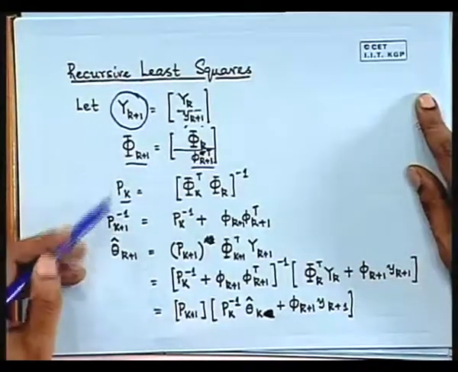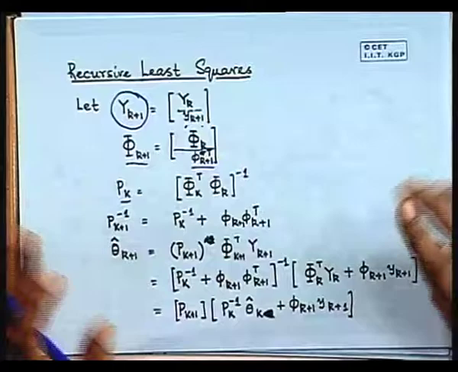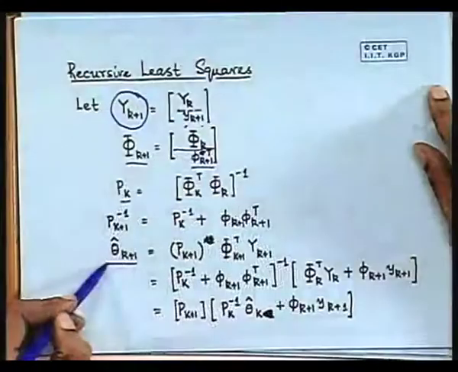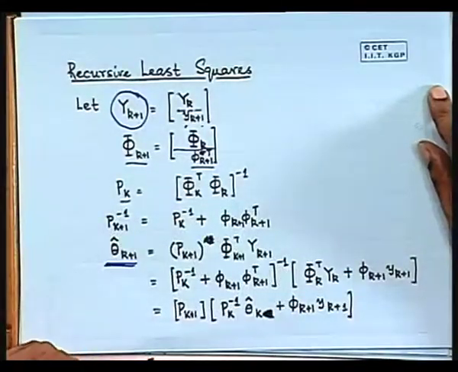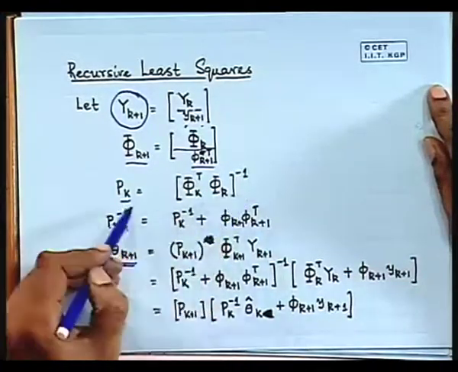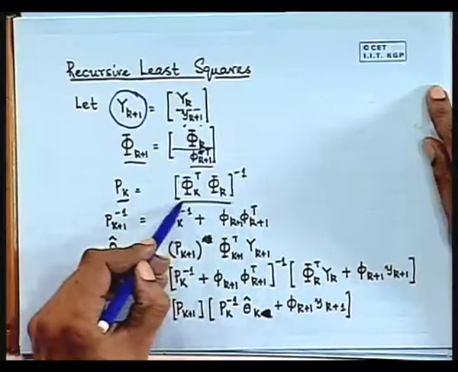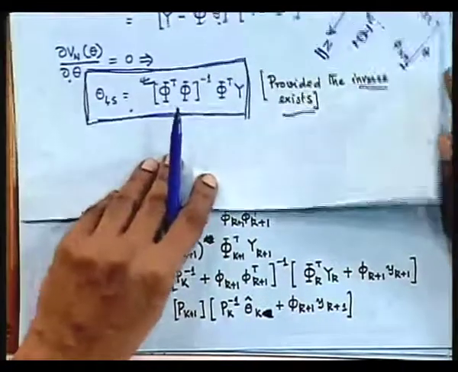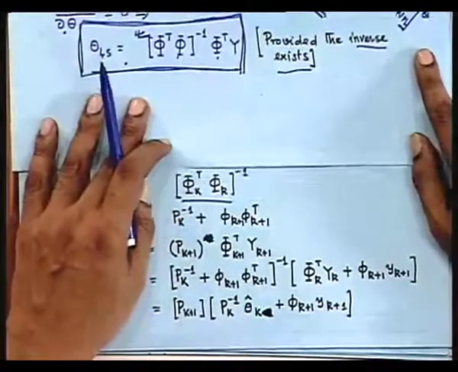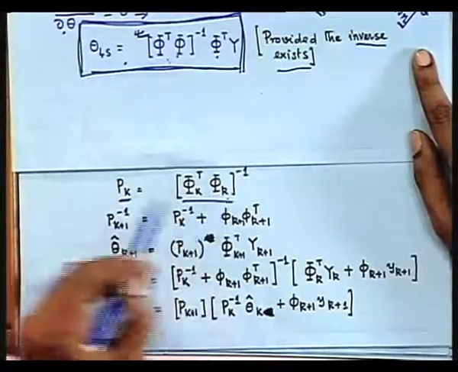I am defining this, and these are just simple mathematical manipulations. So I can show that theta hat k plus 1 will turn out to be... I have defined this inverse as P_k, this whole inverse. The actual solution that I want to compute is this inverse times this. So this inverse for k elements I have defined as P_k.